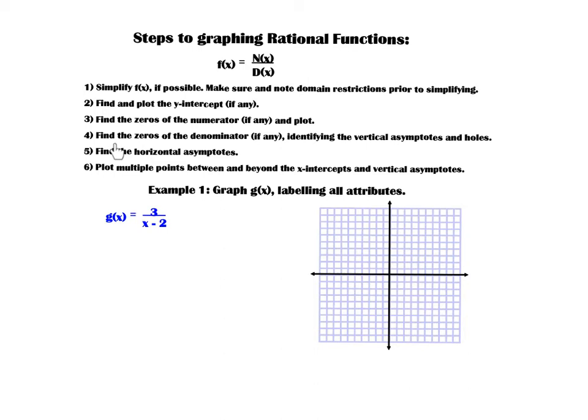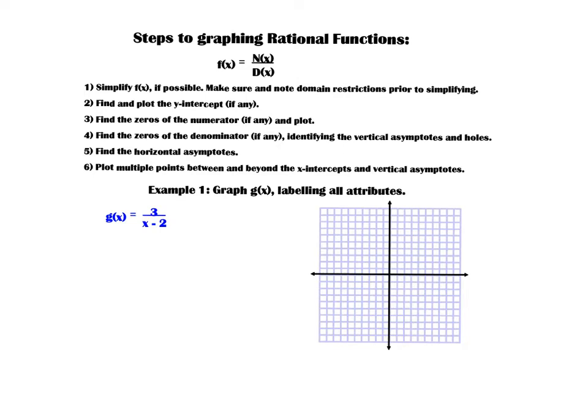Step 4, we've kind of already noted in step 1, but find the zeros of the denominator, if any are present. This will identify the vertical asymptotes and the holes. You'll want to locate and identify the horizontal asymptotes by looking at the degree analysis of the numerator and denominator, and then plot multiple points between the x-intercepts and vertical asymptotes, as well as beyond them. That will give you an idea of the shape of the graph. So let's go ahead and do this for g of x below.